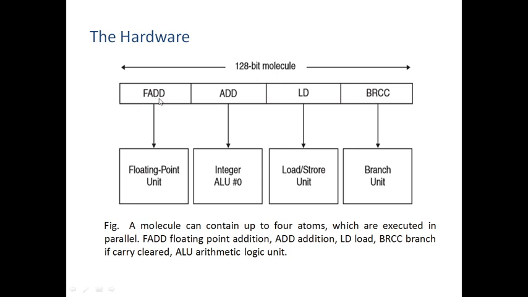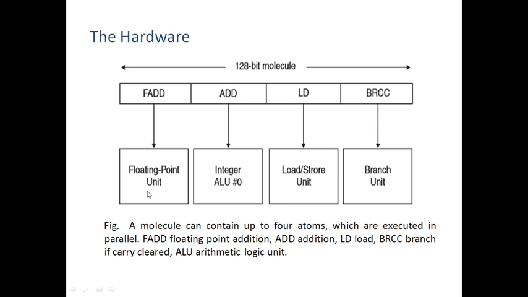This FAD is nothing but a floating point adder. Then this is a normal adder. Then load, LE is a load, BRCC is a branch if carry cleared. This 128-bit molecule is divided into 4 sub blocks, that is called atoms, 4 atoms. These atoms are connected to the functional unit in a parallel manner. See here, it is connected to the functional unit in a parallel manner.